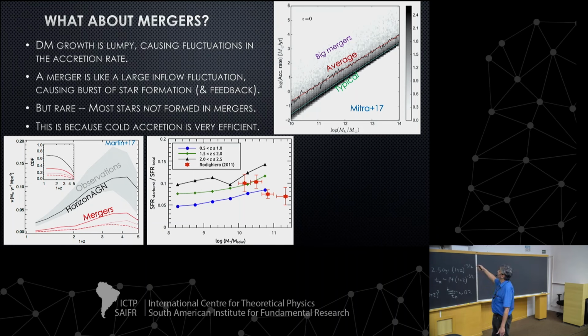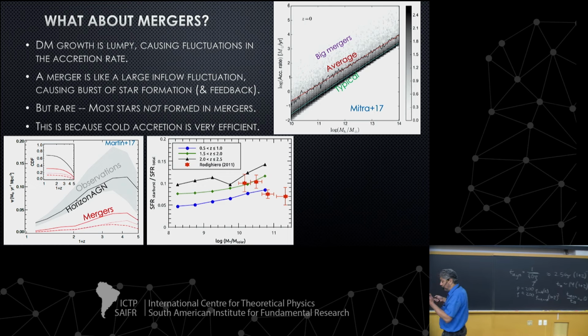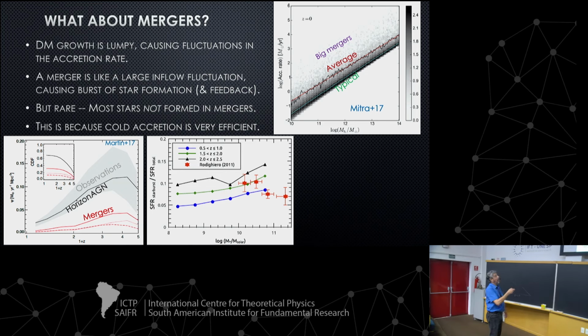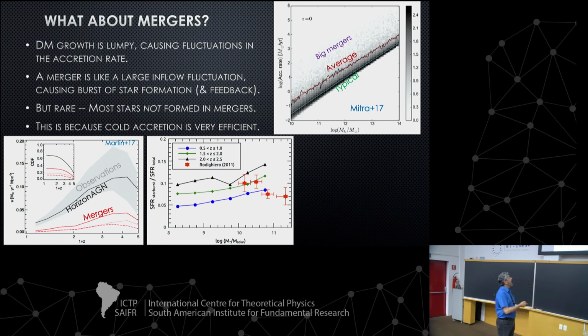And you can see it's very skewed. The typical median value is down here. This is kind of the average value, and it's highly skewed, with a big tail towards mergers. So these are the big mergers up here, where in a short amount of time you've gained a huge amount of mass. They are rare, but they do happen. But in this kind of simplistic model, a merger is effectively a large inflow fluctuation. That's all it is, right? You suddenly have a bunch more gas. It's fairly rare.